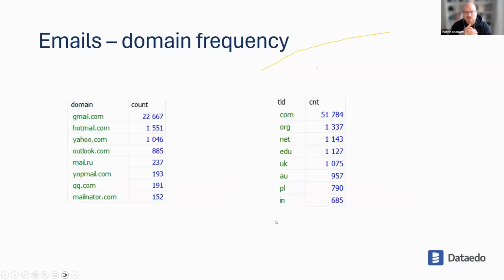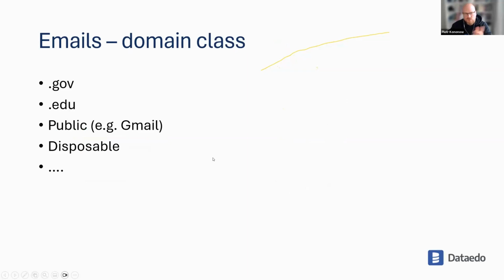We could do something specific for emails, and we could do most popular domains. If we detect it's an email, we could analyze domains, and we could even analyze top level domains, right? So is it com, or another interesting insight. You could also identify the classes of domains. So is it government, education, is it public service like Gmail, or disposable email?